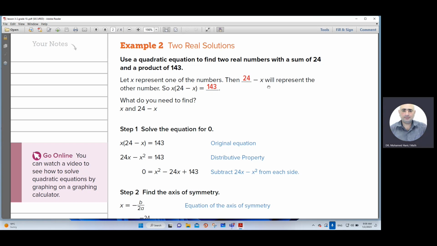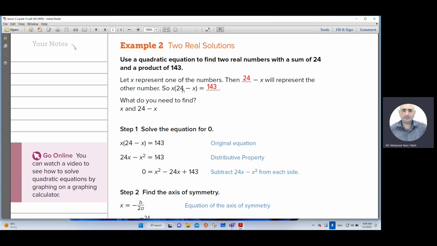So now we know the two terms here represent the numbers. What is the meaning of the product? It means the first term times the second term. The first term will be x and the second term will be 24 minus x. So the product of them equals what? Equals 143. So as you see now we have an equation. Try to solve this equation and to prepare it.